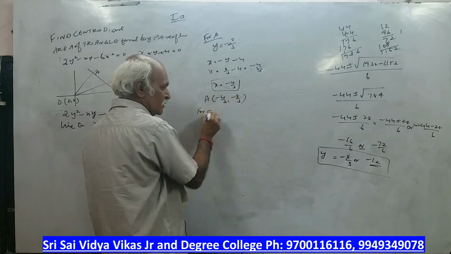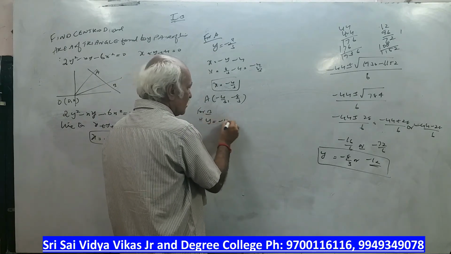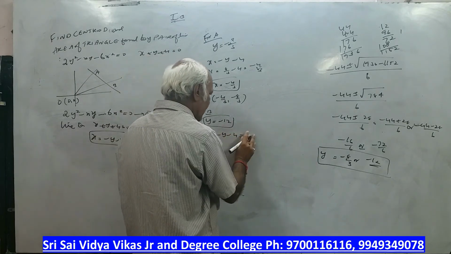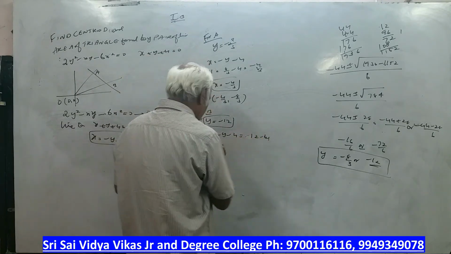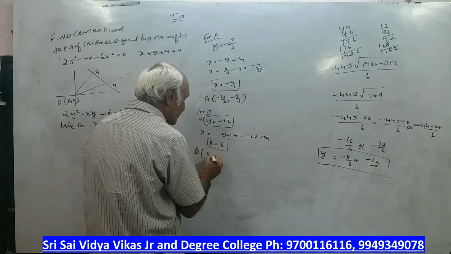For B, what is the y value? Minus 12. x is equal to minus y minus 4, that is 12 minus 4. So x is equal to 8. Therefore B point is 8 comma minus 12.